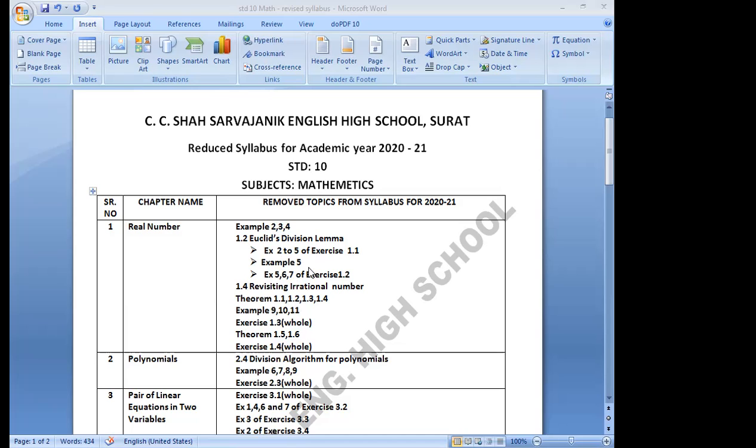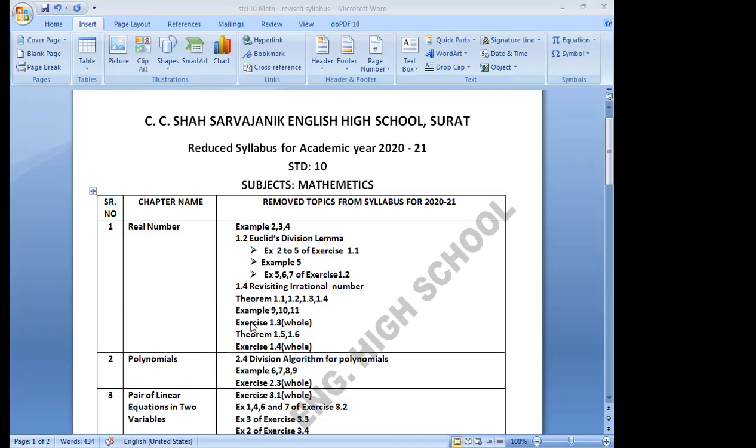Page number 11, exercise 1.2. Questions 1, 2, 3 and 4 are included in the examination. Remember this: included, 1.2, 1 to 4. And similarly, exercise 1.2, question numbers 5, 6 and 7 are excluded from the syllabus for this academic year.